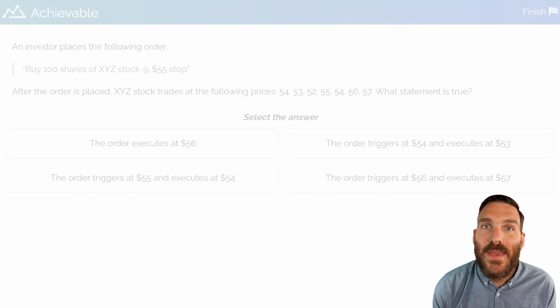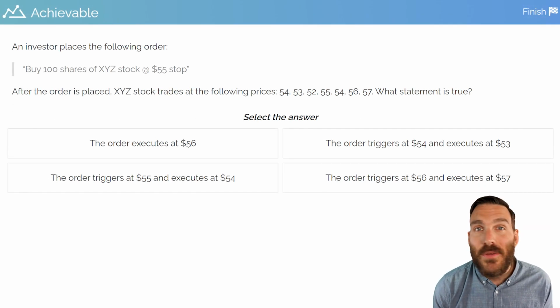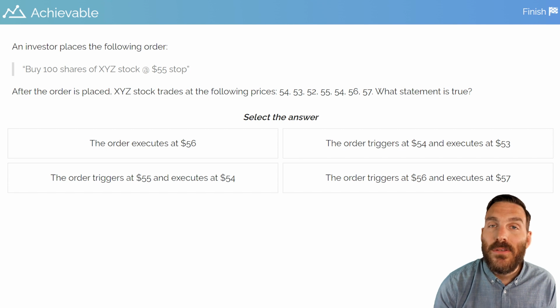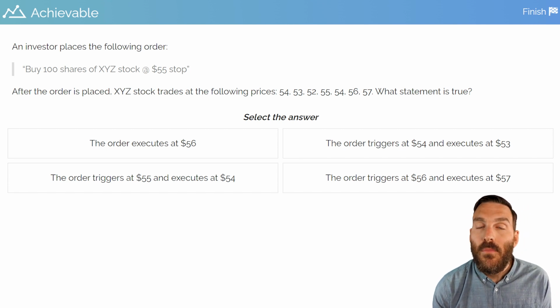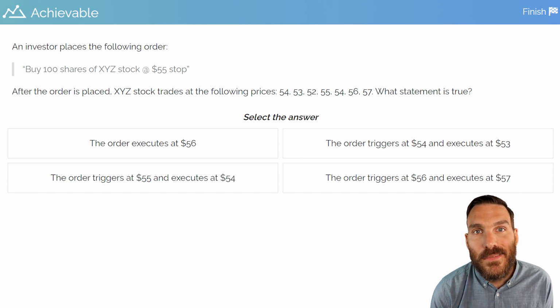Now that we've covered the important parts of stop orders, let's put a practice question in front of us and let's see if we can get this question right based upon the knowledge that we now have. If you want to, go ahead and pause the video, see if you can do it on your own. And once you hit play, we will break it down together.